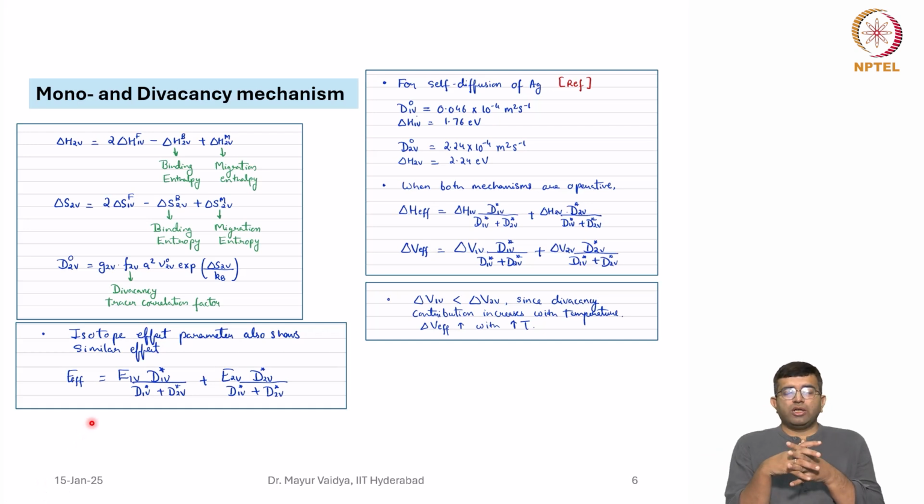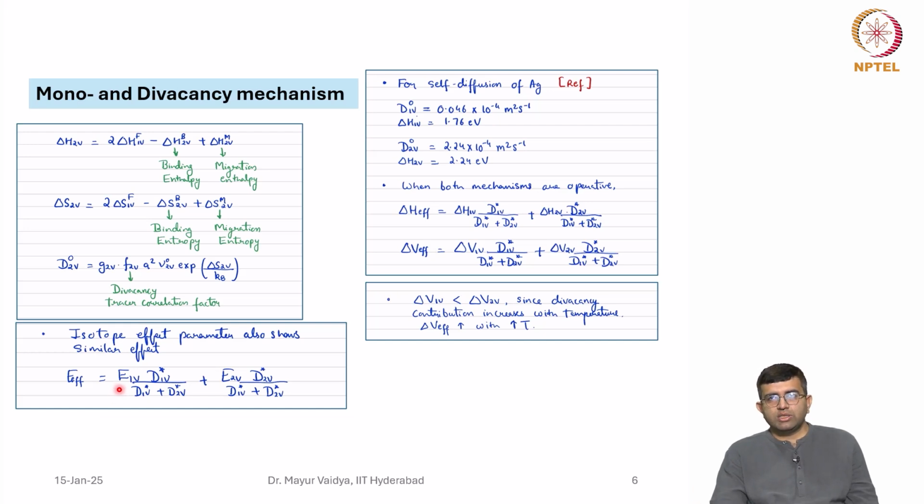Studies have also been done to measure the isotope effect parameters, and here the isotope effect parameter E effective also shows a similar behavior. You have E1V into D star 1V divided by D star 1V plus D star 2V, plus E2V into D star 2V divided by D1V star plus D2V star.